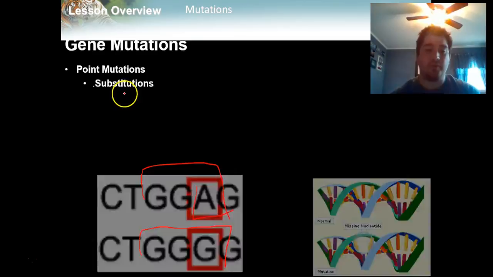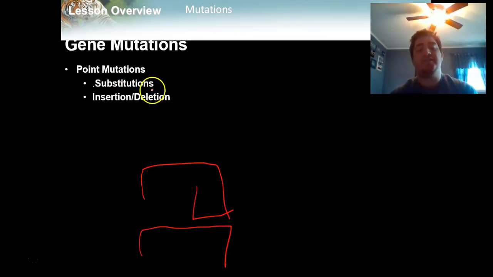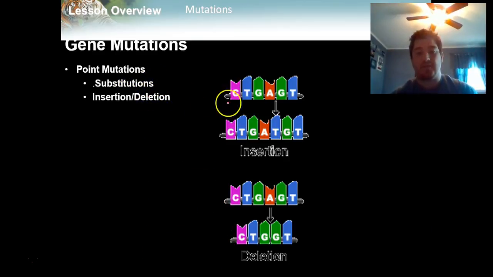The other types of point mutations are insertion and deletion. When we insert, as the name says, we're actually inserting an extra nucleotide. So here we see CTGAGT, and we inserted an extra T right here, because now we have CTGATGT. Again, this insertion hopefully may only cause one amino acid to change.